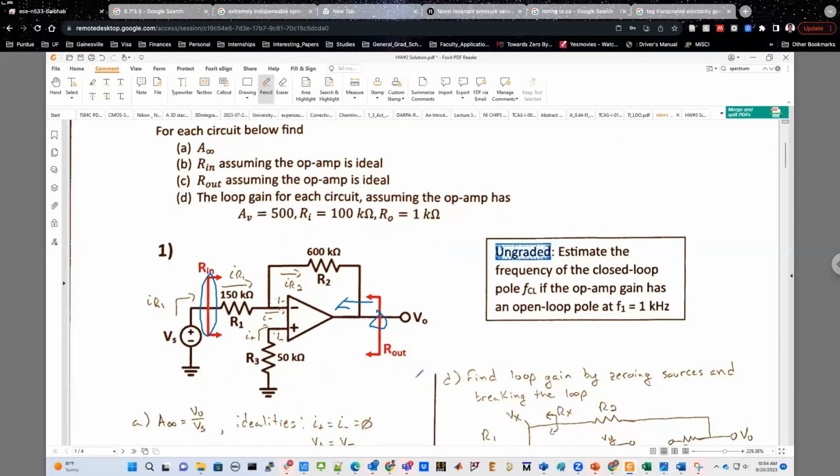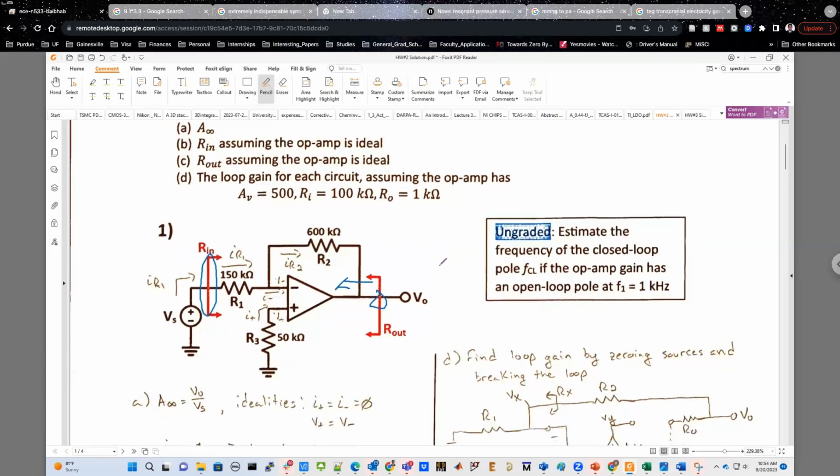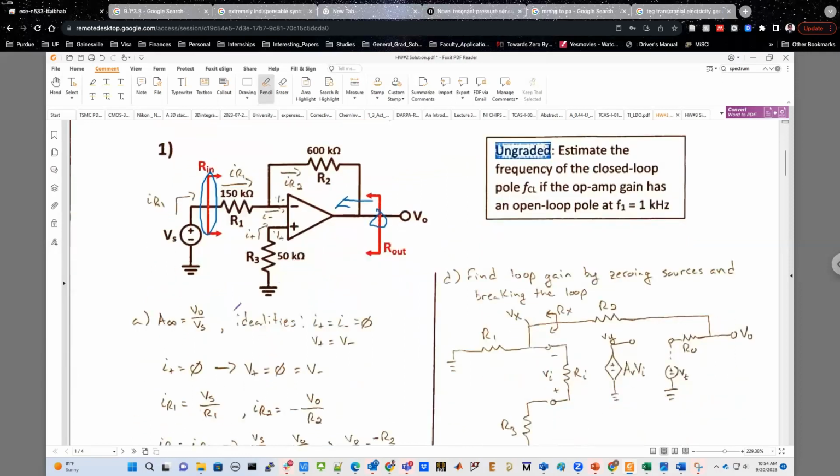And then, of course, the loop gain for each circuit, which I think all of you have already gotten a hold of: how to find the feedback factor beta, and the loop gain will be A times beta. Okay, now if you look into the solutions, first of all, the A infinity for the first case is basically V naught over Vs, the output that you're seeing on the right-hand side, divided by the input voltage or the source voltage, which is denoted as Vs.